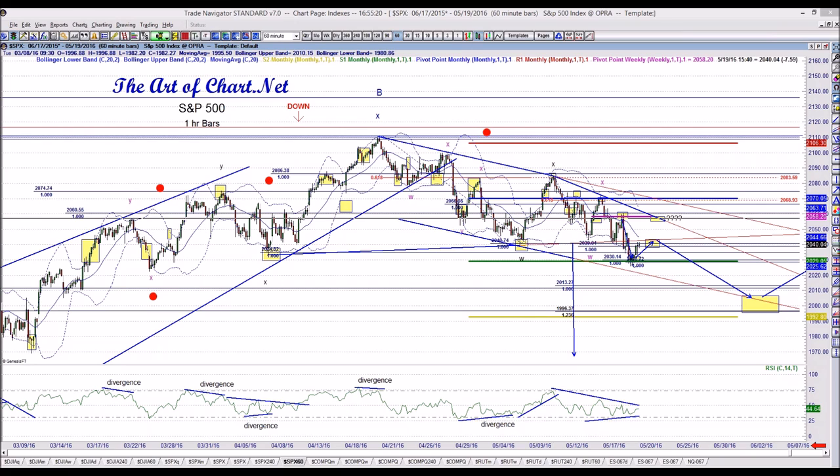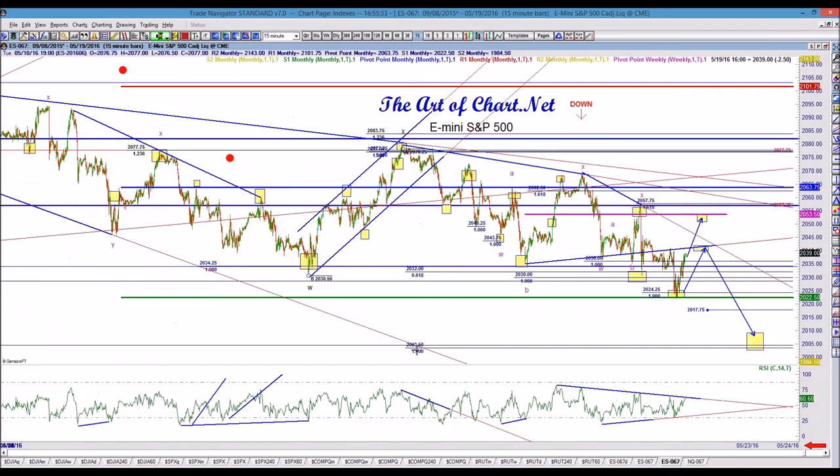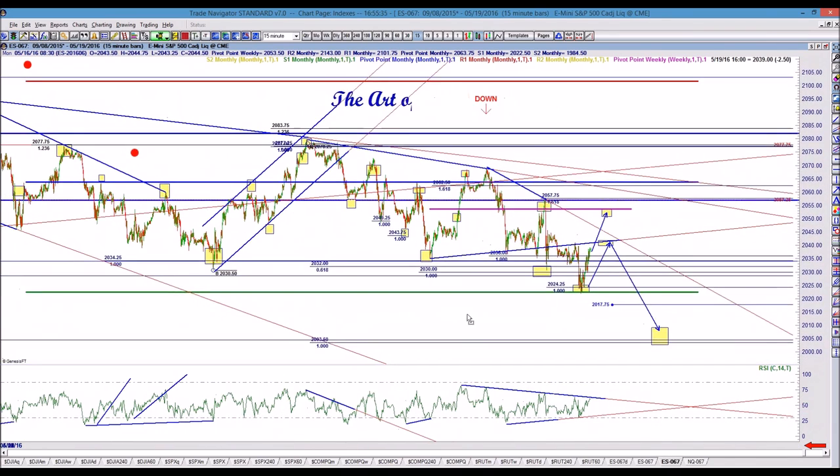Next question. Would you trade SPY the same way as ES? And Jack, what's your perspective on that? No, because you can't trade a stock like a future. Yeah, I agree with that.